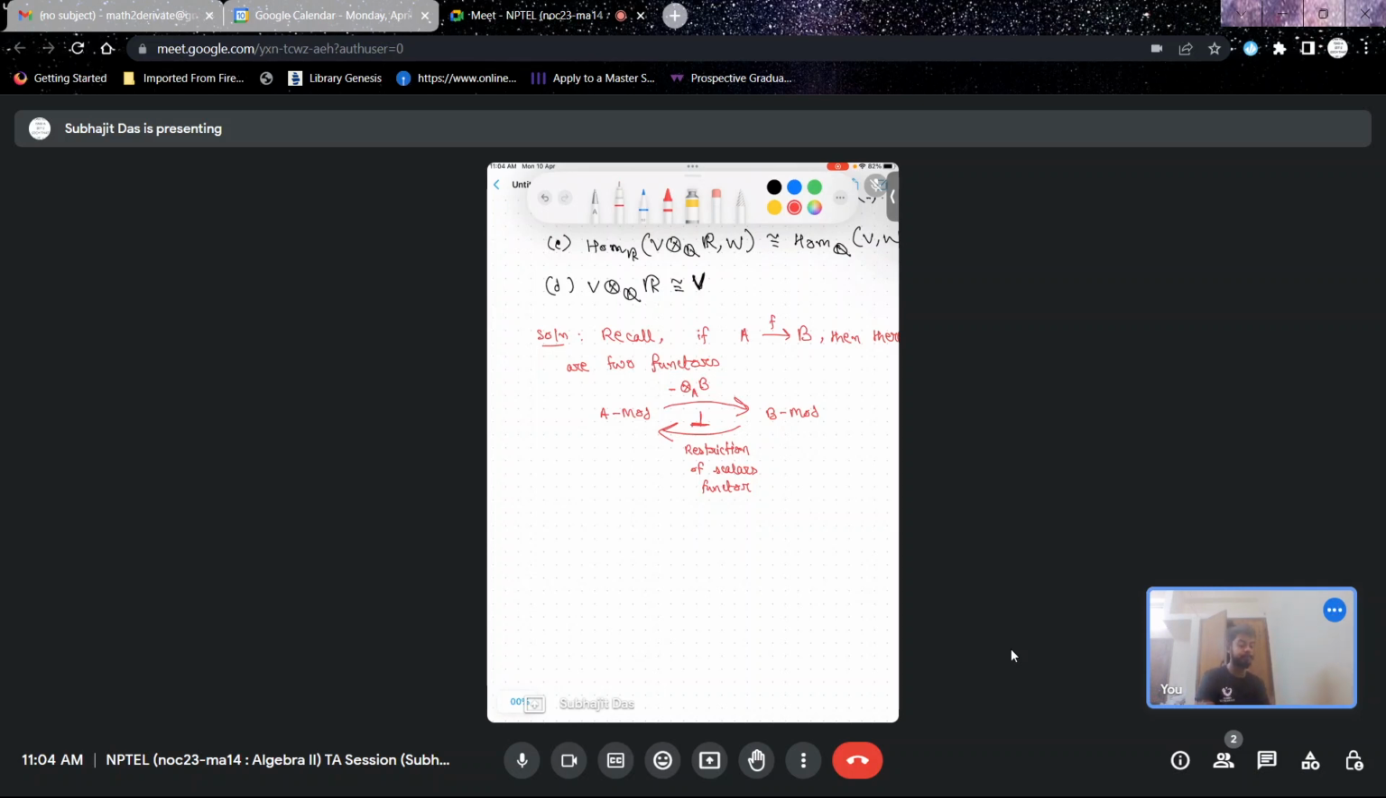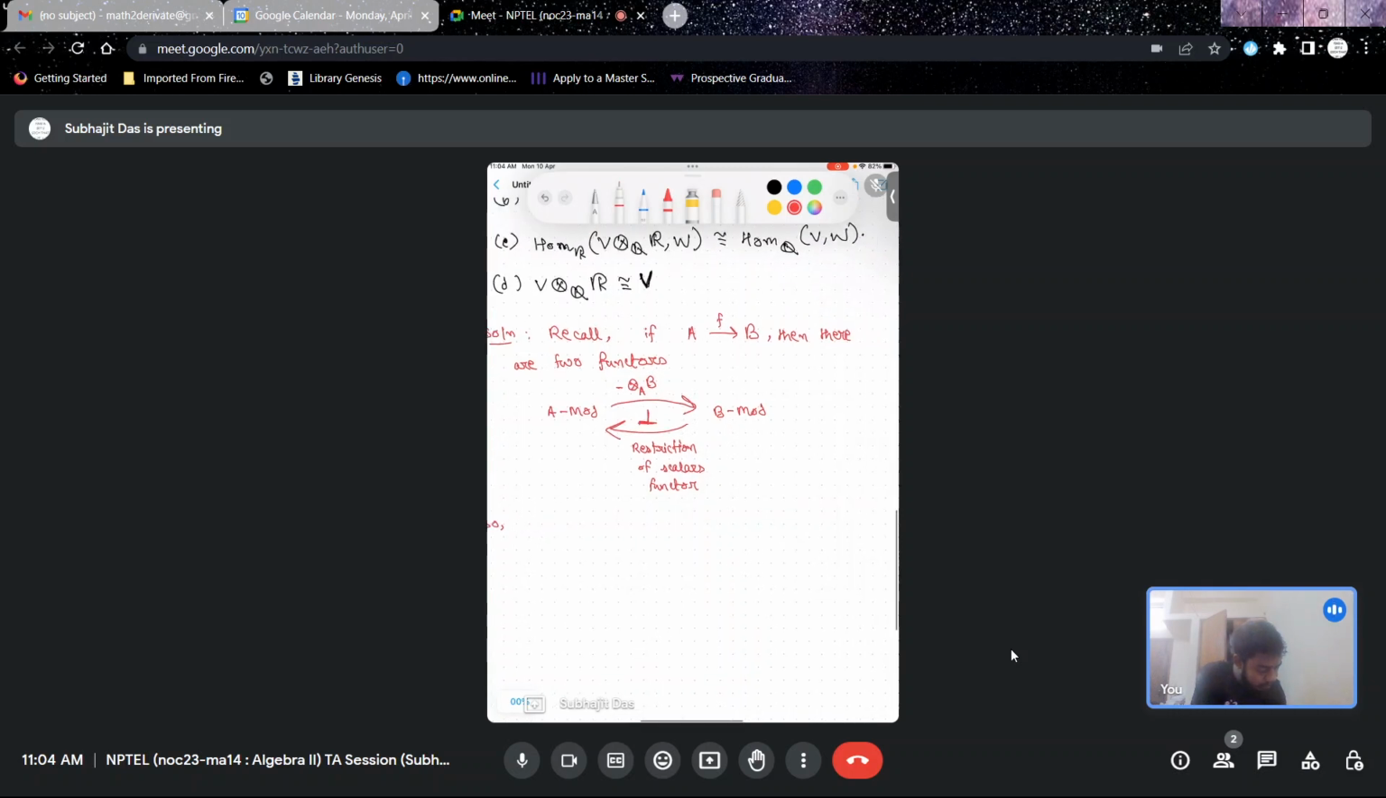So in particular, this is an adjoint pair of functors, right? This one is the left adjoint of the adjoint pair, left adjoint in the adjunction, and this one is the right adjoint in the adjunction.